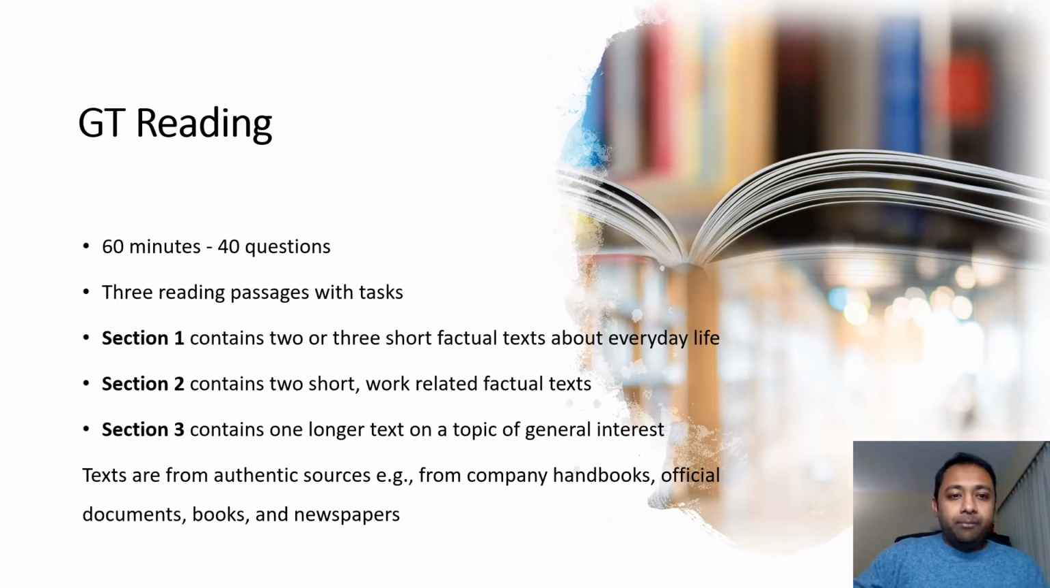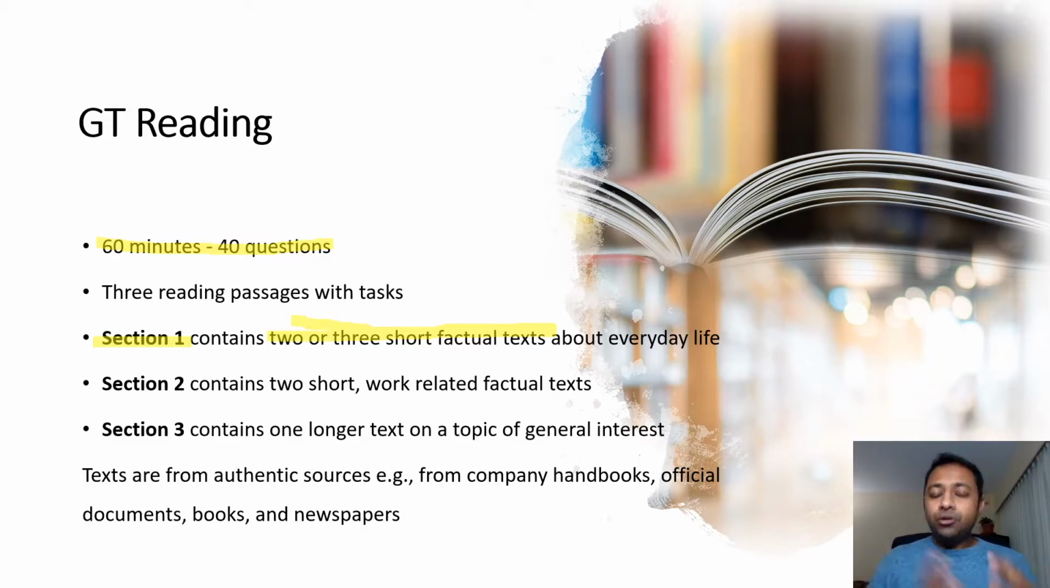Right. Moving on to the general training reading module. As I mentioned, the time and the number of questions is the same. The difference lies in how many passages you get. Unlike academic, you don't get passage 1, 2, and 3. You get section 1, 2, and 3. Section 1 contains 2 to 3 factual texts about everyday life. This could be taken from a newspaper, a company promotional material, or an instruction manual.